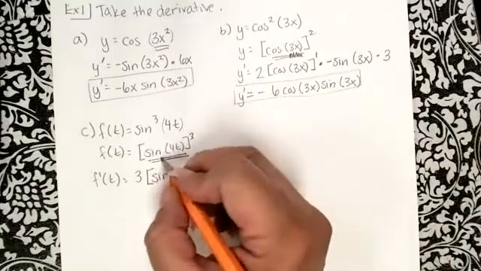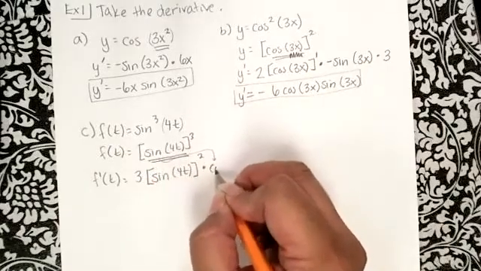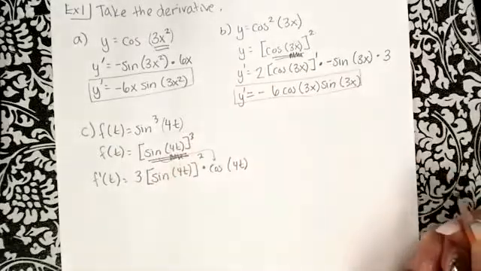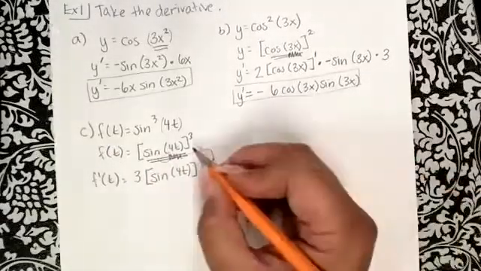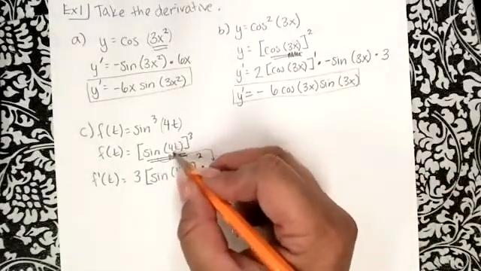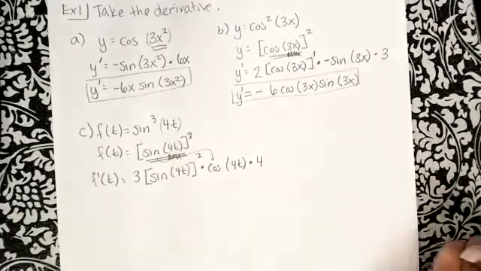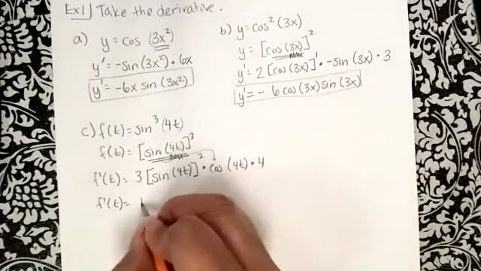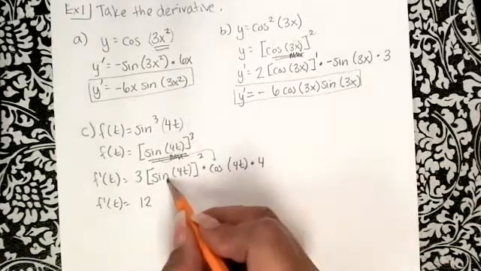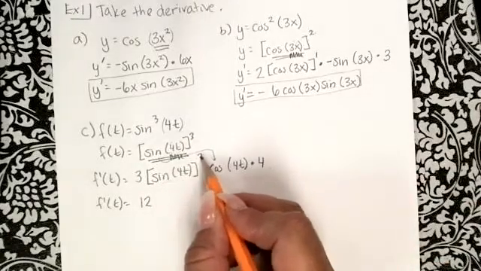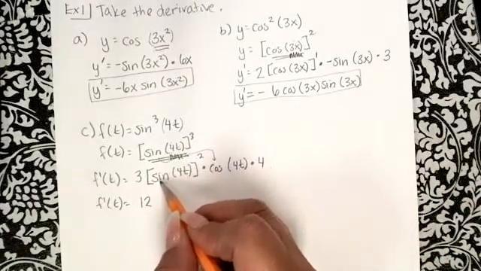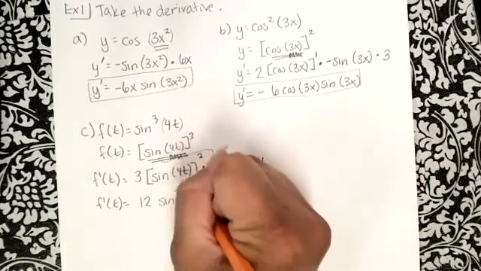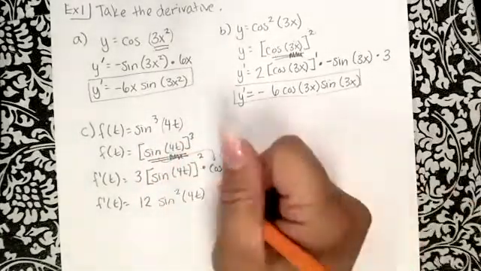So the derivative of sine is going to be cosine. Keep the argument the same. And then I'm going to take the derivative of the argument, and the derivative of the argument is going to be a 4. So when I clean this up, 3 times 4 is going to be 12. Now this is going to be sine 4t squared. Typically the square is in between the trig function and the argument. So it's going to be sine squared of 4t. And then don't forget the cosine of 4t.